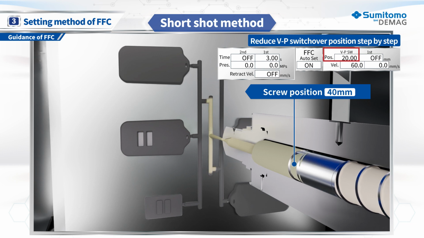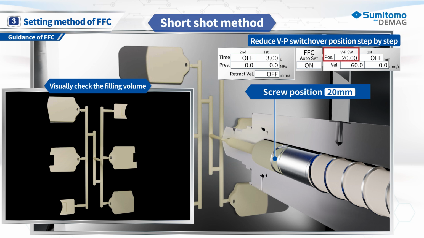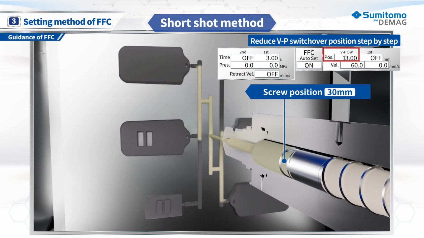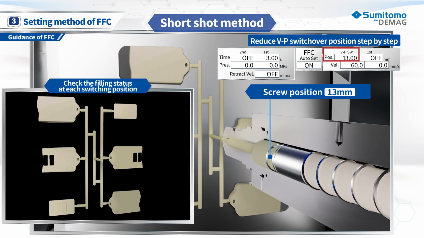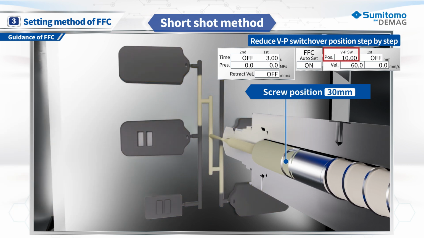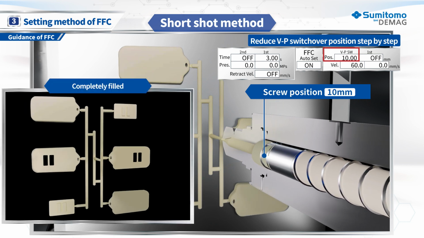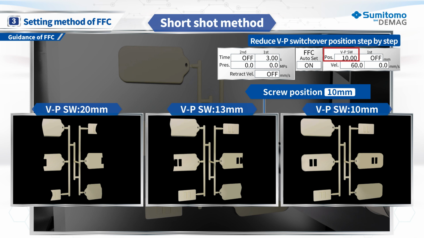Then, perform molding, while gradually reducing the value of the VP switchover position to increase the filling volume in stages. After every shot, take out the molded product, and visually check the filling volume. When using the FFC, determine the screw position that is exactly full-filled with the FFC setting turned on. Now, we have found the proper VP switchover position when using the FFC.